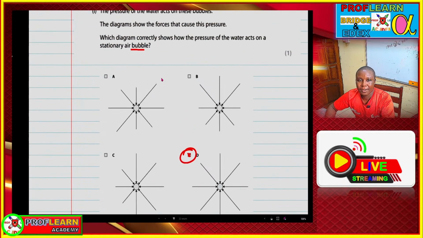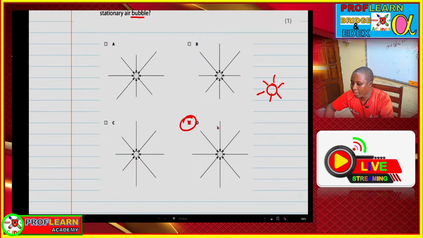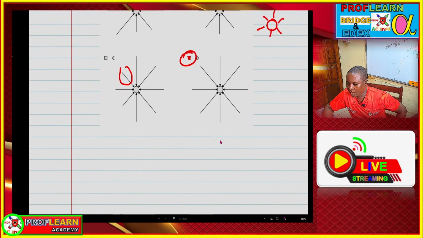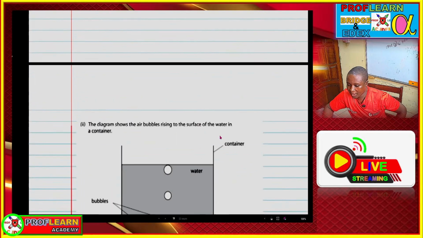We need to understand that pressure in a liquid depends, of course, on depth, but this one is stationary, so it means that the pressure acting on the bubble should be constant around this bubble. So you have to check the answer that has got equal lengths. This one is not correct because this is shorter than the rest. So pressure is equally applied in a liquid according to pressure in fluids. So the correct answer is D.